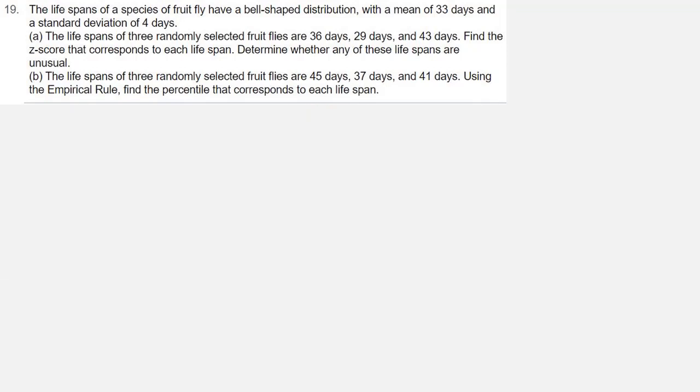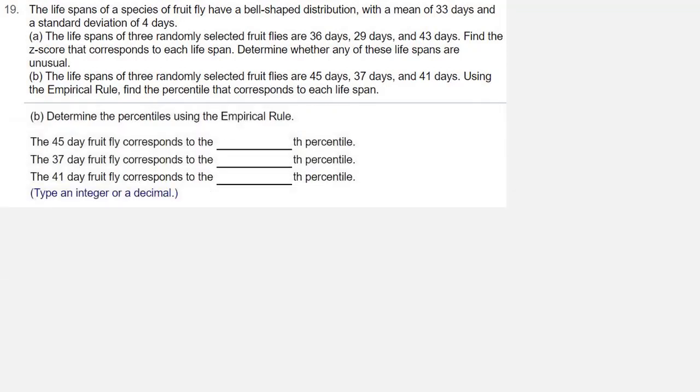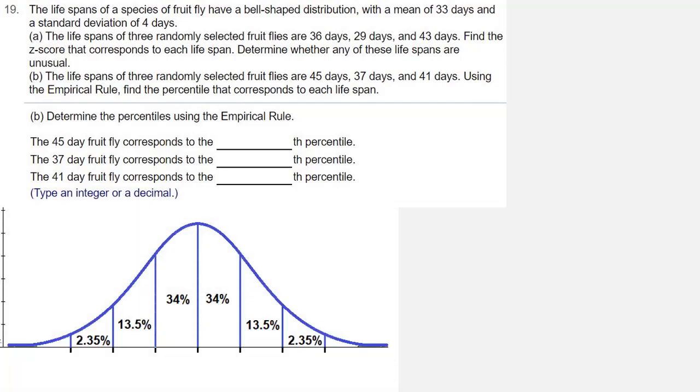What about the last question, about the empirical rule? Determine the percentiles of these 3 randomly selected values using the empirical rule. So the empirical rule relates our bell curve to certain percentages that fall underneath that curve. Within 1 standard deviation, you would find 68% of the data values. Within 2 standard deviations, 95%. And within 3 standard deviations, 99.7%.